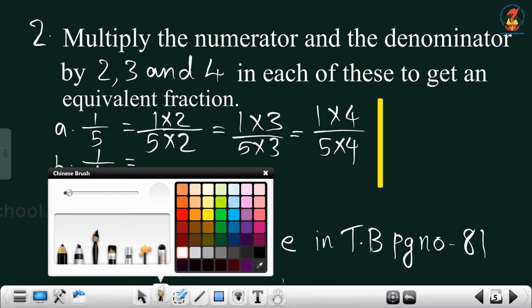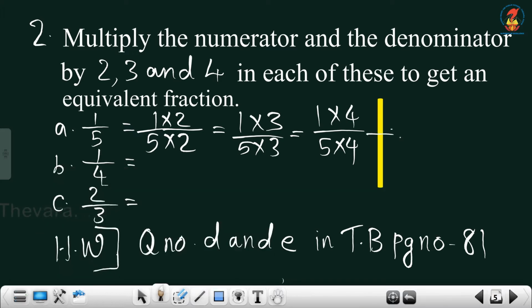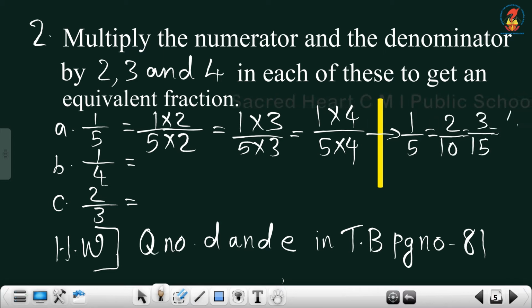Okay, that I can write here. I put one arrow like this. Then tell me, multiply and tell me. 1 by 5 equals, which are the answers you got? 2 ones are 2 and 5 twos are 10. Next one is 3 ones are 3, 5 threes are 15. Next one is 4 by 20. We got 3 equivalent fractions of 1 by 5.